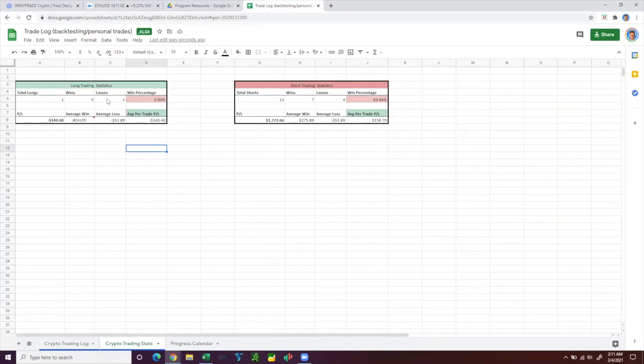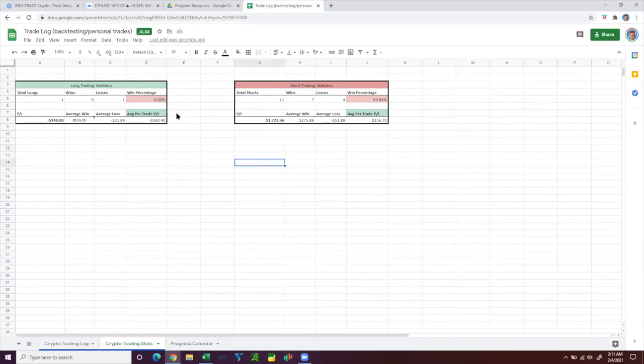Okay, so our longs over here, we have total longs, 0 wins, 1 loss. That means that we have a 0% win rate. Obviously, if you take more trades, that's going to change. We can look at our average win, our average loss, our P&L total for all of our long trades, and the average per trade P&L we can see right here. So we can evaluate our averages and see trends.